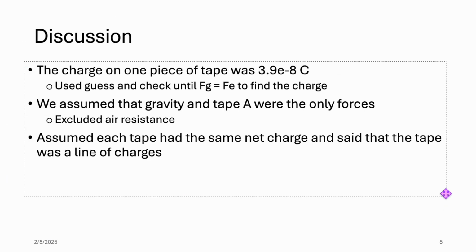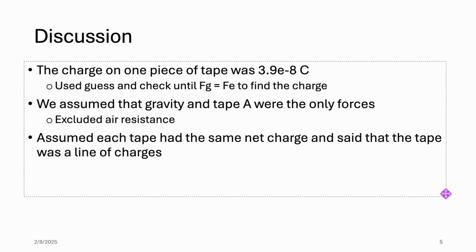So I had to keep editing Q in order for those two to equal each other again, as you can see here, and I got 3.9 times e to the negative 8 as the charge on one piece of tape. So, like I said, the charge on one piece of tape was 3.9 times 10 to the negative 8 coulombs, and I used guess and check to find the charge.